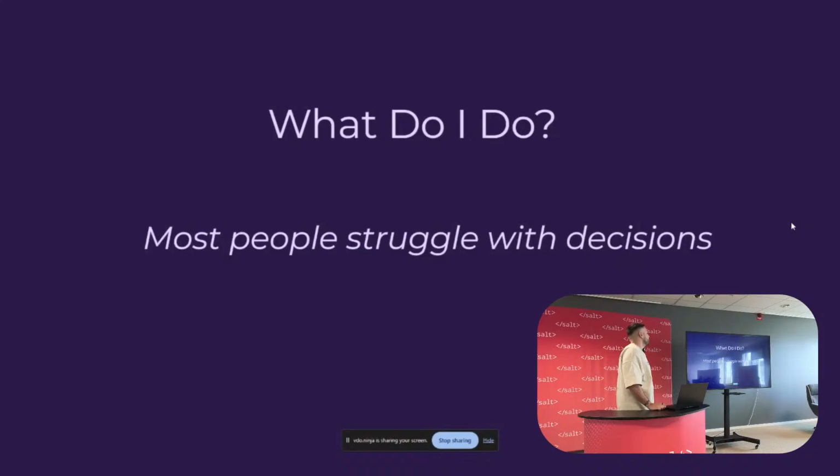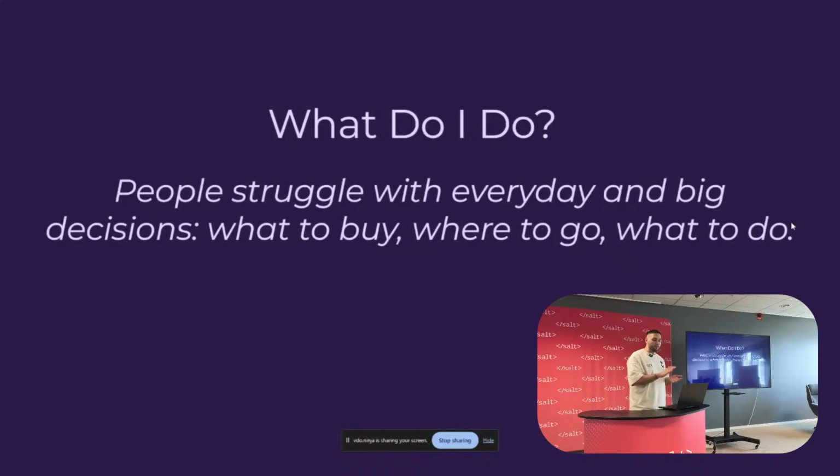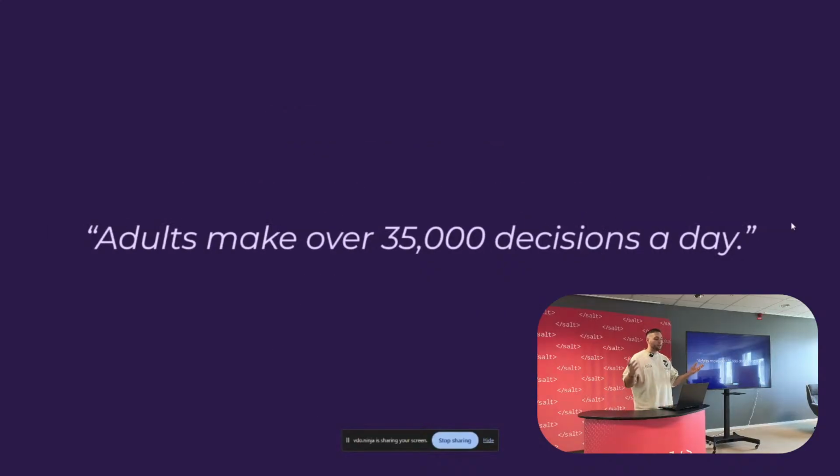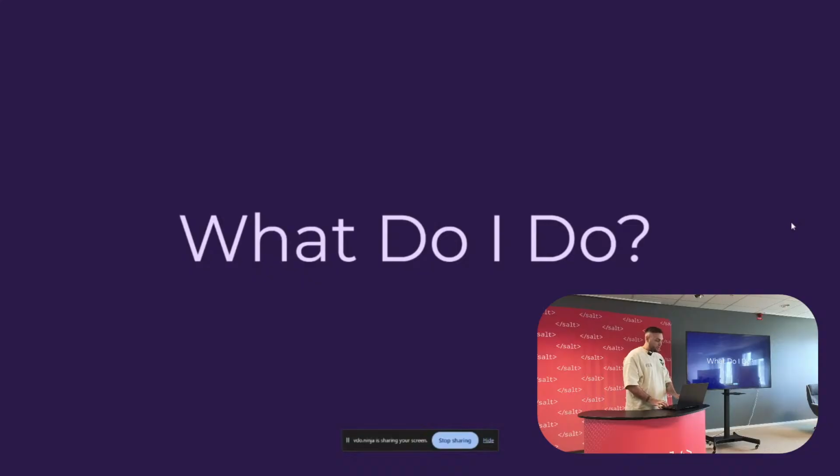So most people struggle with decisions in general. People struggle with everyday and also big decisions, what to buy, where to go, what to do. And we often have too many options. It's a reality which makes it harder to decide on something. And we also have biased advice, often coming from the people who are around us. And adults make over 35,000 decisions a day. So what if we had a way to take important decisions or even simple decisions in a more concrete way? What Do I Do then?